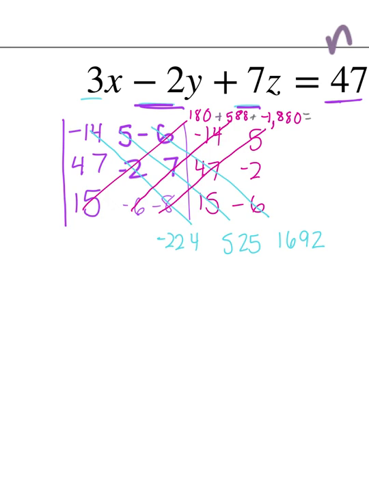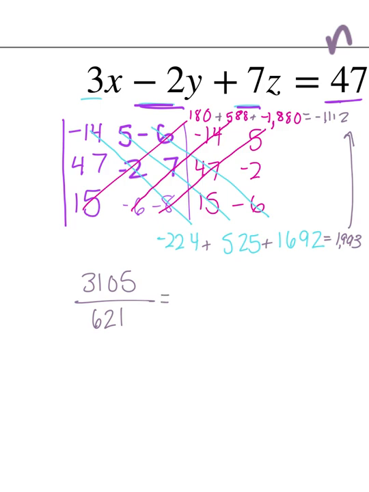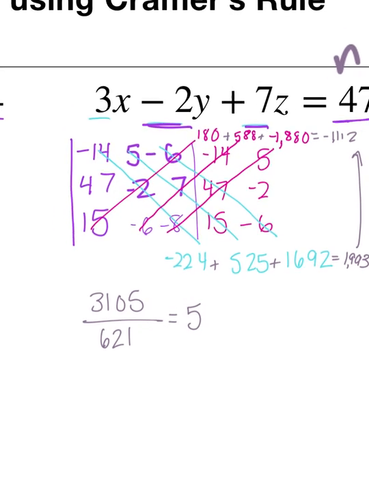So then from here, remember that you add them up. So that's going to give me negative 1,112. And adding these is going to give me 1,993. And then you subtract in this order. And that's going to give me 3,105. And we divide that by the determinant number that we solved in our last one to give us 5. Okay, so that is going to be the x value.